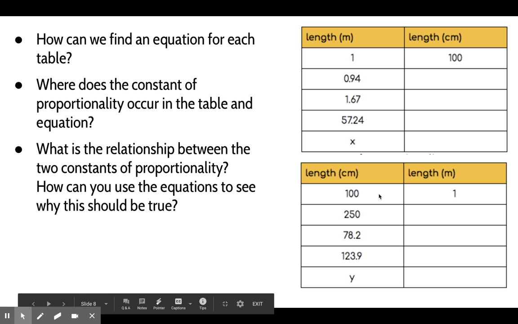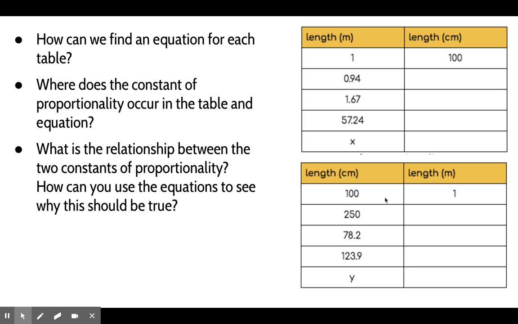Now, if you notice in the second table, things are a little bit backwards. It says there's 100 centimeters in 1 meter, but 100 is listed first. So in order to go from 100 to 1, I had to divide everything by 100. 100 divided by 100 is 1. That's how I got the value in the second part of the table.